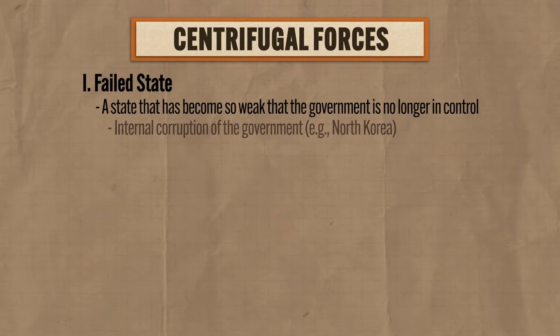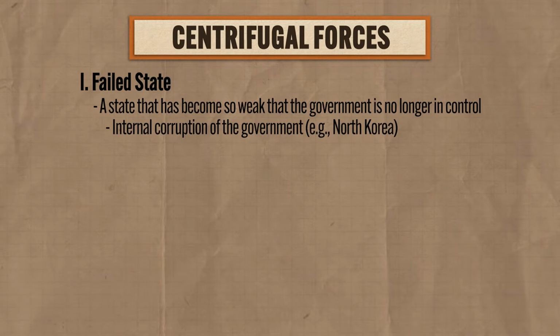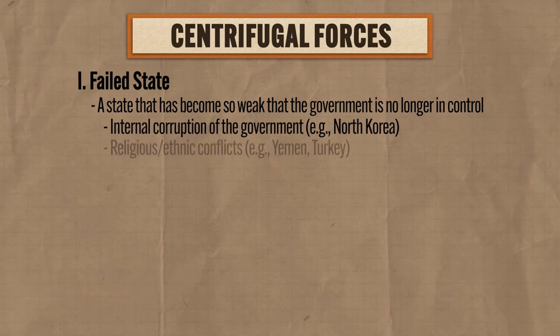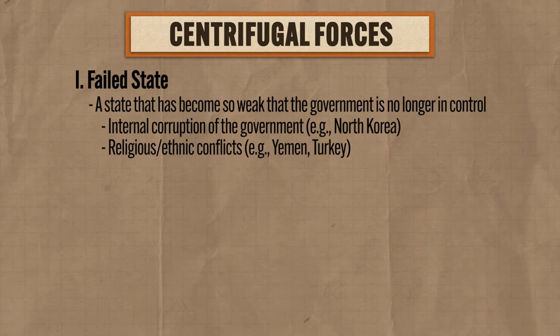For example, internal corruption of the government is a big marker of a failed state, and we can see this in North Korea. Or religious and ethnic conflicts can lead to a failed state like we see in Yemen and Turkey. The point is, when Big Daddy government enters into failed state territory, it can no longer provide the basic necessities for its people like security or healthcare, a working judicial system, or protection for voting rights, etc., etc.